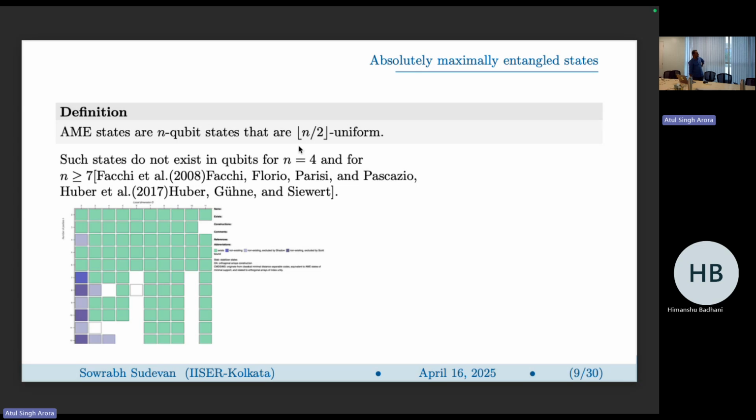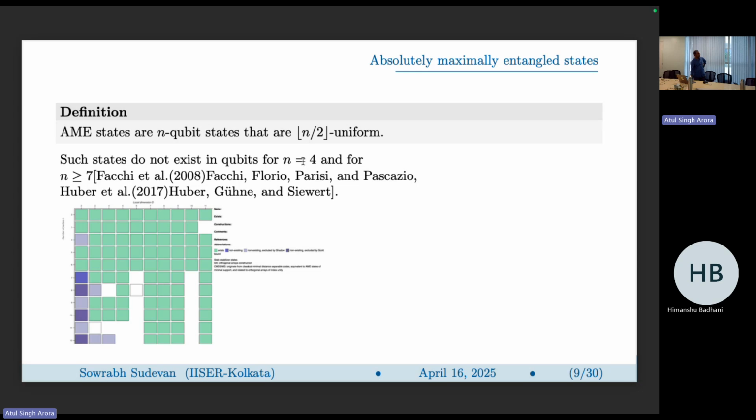This paper showed that such states do not exist in qubits for n equal to 4 and for n greater than or equal to 7. Would you please repeat the definition? Yes, I say that for any n-qubit state, m cannot exceed n by 2, and where m is equal to n by 2, those are AME states, where that is possible.